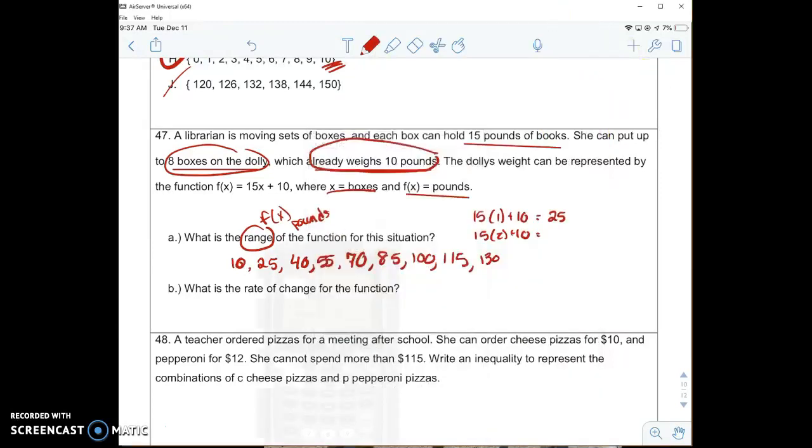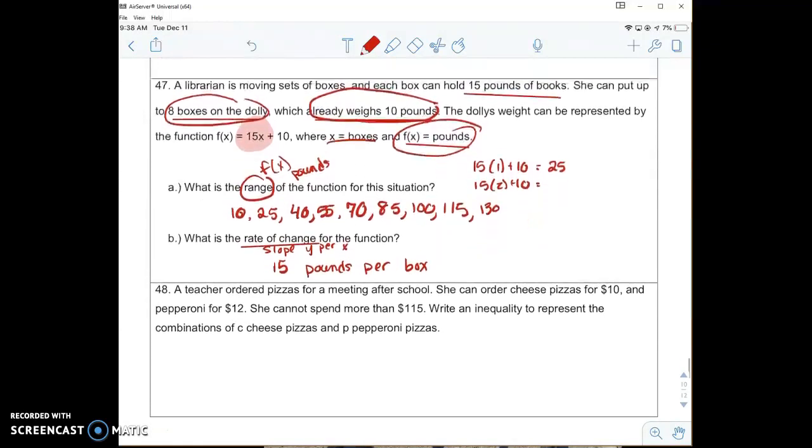What is the rate of change for this function? Remember, rate of change means slope. So I'm looking for the slope, or the number that is in front of x. So here our rate of change would be 15. And remember that slope is always y per x. So 15 pounds per x box.